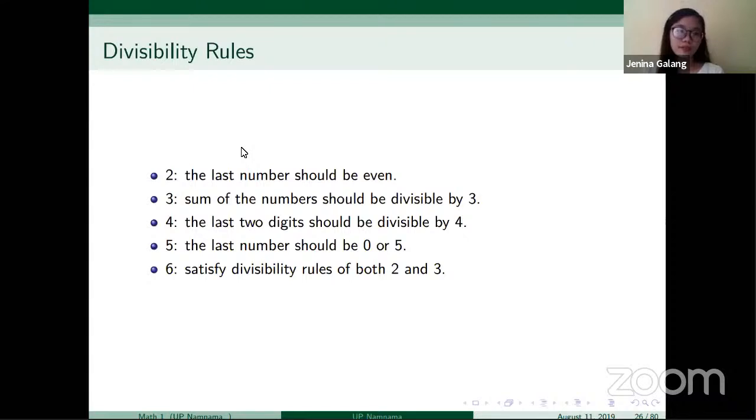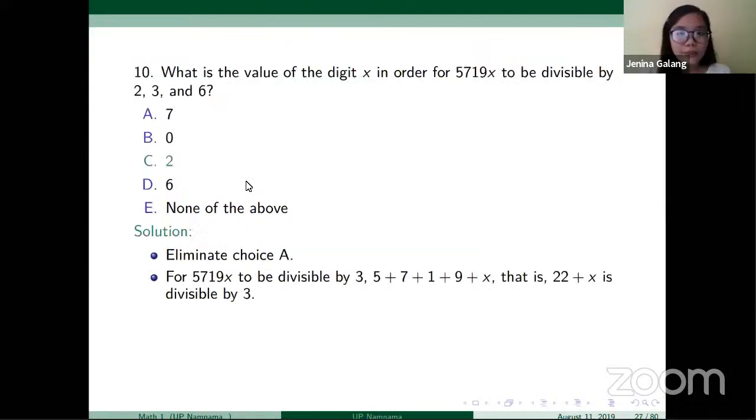So, continue na tayo. May nagtanong sa number 10. Yung x dito is ones digit nung number na to. So, ones, tens, hundreds, and so on. Ang gagawin natin is kukunin natin yung x. Determine natin yung x para maging divisible siya by 2, 3, and 6. Yun. So, okay na ba? Hindi natin i-multiply yung x dito sa 5,719.